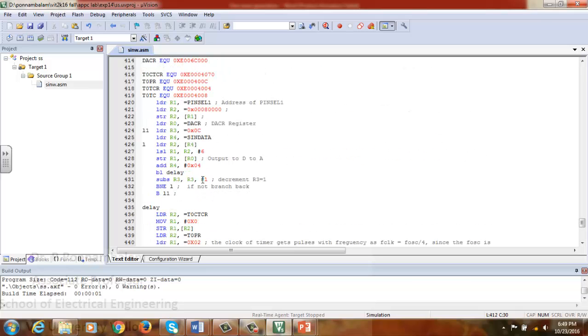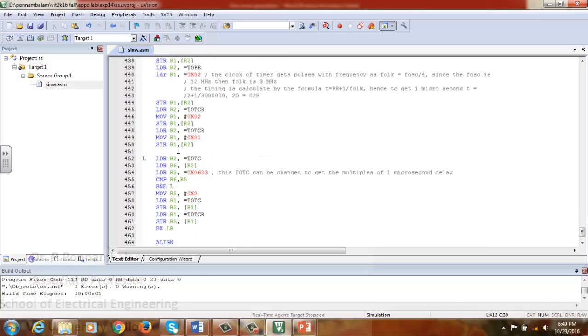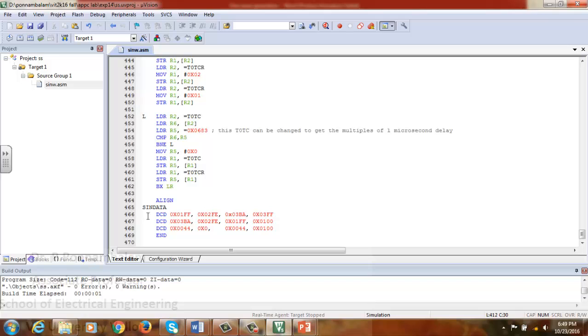Again R3 is decremented, then it is checked whether it has gone to 0, otherwise it comes back over here and repeats the process of fetching the next data. When it has gone to 0, it comes out of this loop and goes into the next loop, wherein it reinitializes R3 with the count and R4 with the memory address of the sine data. So this is the explanation, and as we have done in the previous case, we'll use this ALIGN and the sine data and this DCD to feed in the samples.